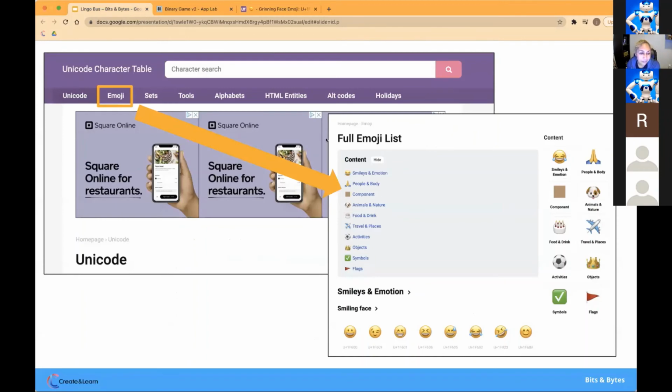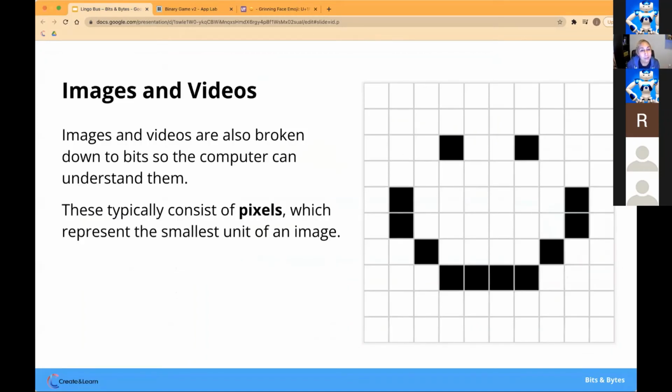So very cool. Okay, well, we saw how numbers are represented. We saw how computers translate text, but how does a computer understand what to do with images and videos? So images and videos are also broken down into a bunch of ones and zeros so that the computer can understand them. These ones and zeros typically translate to pixels, which is really the smallest square of an image that you can possibly find. So if you take any picture on your phone and zoom in enough, you'll start to see little squares in the image. Those are pixels.